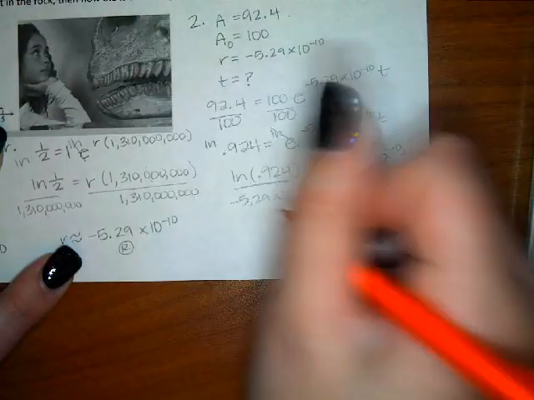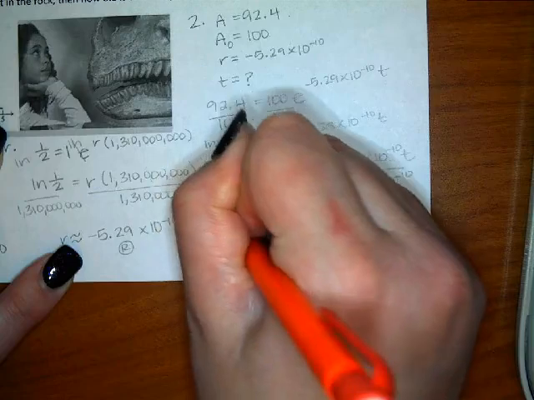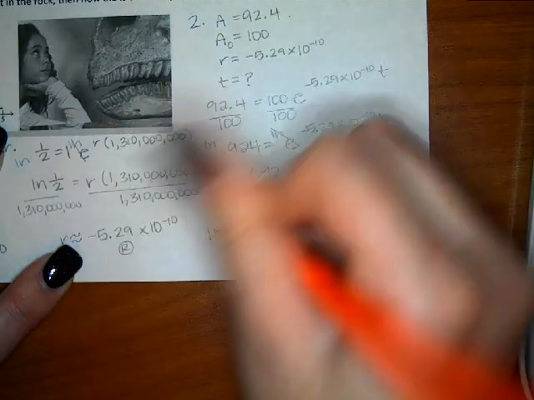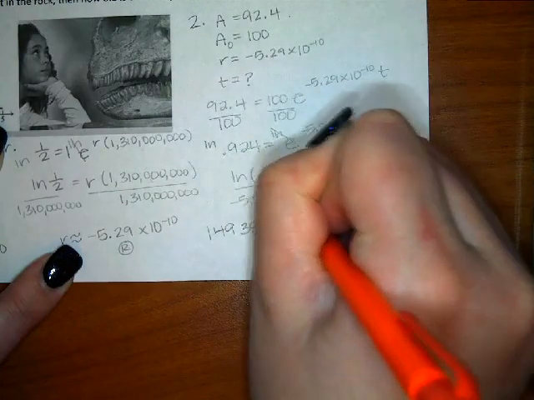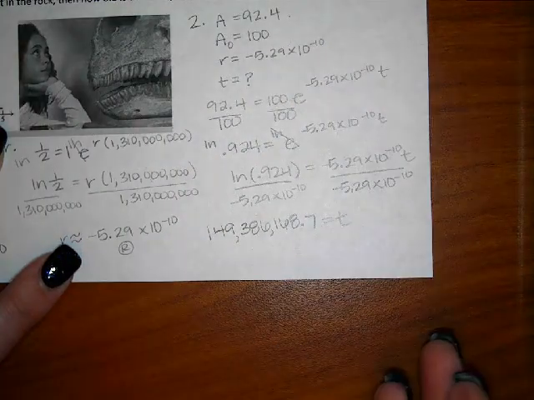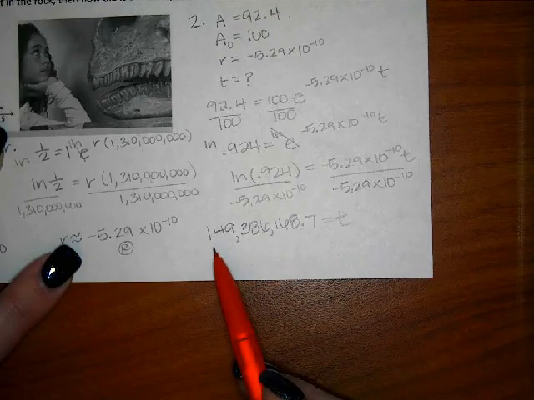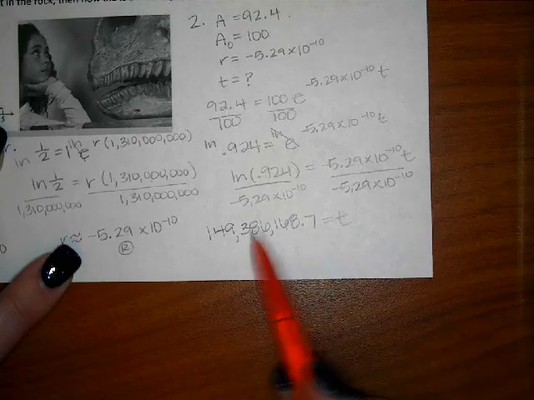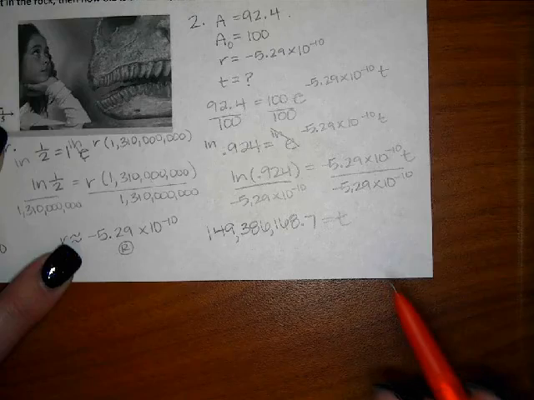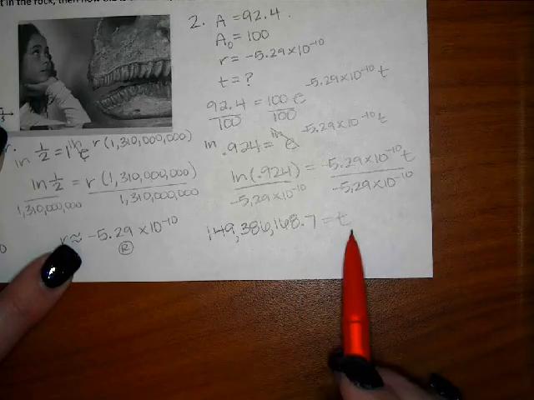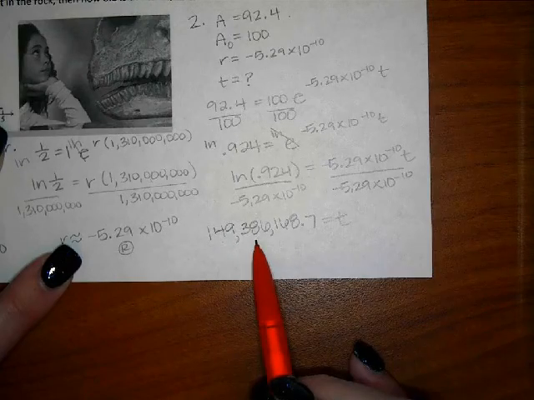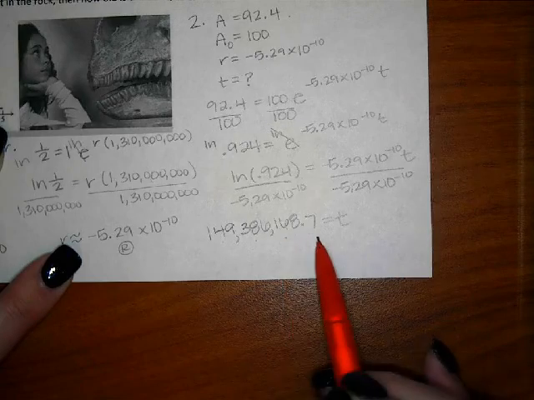149,386,168.7. And since it was 1.31 billion years, they might have you round this to the nearest million, since we didn't have this level of precision here. But we can go ahead and write the whole thing because they didn't tell us how much precision they wanted in the answer. So it's approximately 149,386,168.7 years old. That's how old we think that the rock is and how old we think the dinosaur bone is next to it.